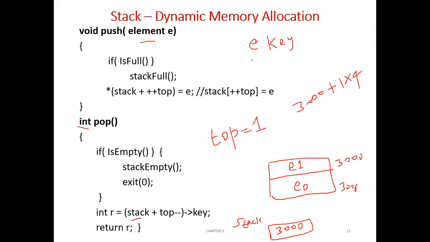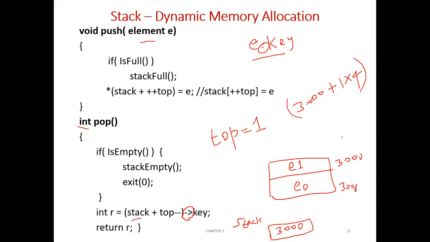But this is not an ordinary variable, it is a pointer variable. So when you access a structure using a pointer, instead of the dot operator, you should use the arrow operator. Please note this down. That's the reason we are using the arrow here. And then we are also doing stack plus top minus minus, that is arrow of key.